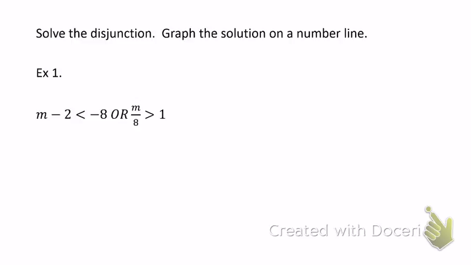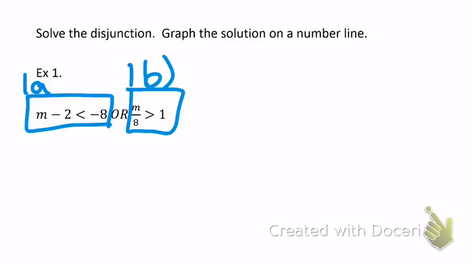So this is basically a cheap way for me to say, well, on example 1, where it says solve the disjunction, we basically have the problem on the left, which would basically be 1a, and the problem on the right, which would basically be 1b, and work both of the equations out to get your answer. So I'm going to start by looking at what I just called 1a. m minus 2 is going to be less than negative 8.